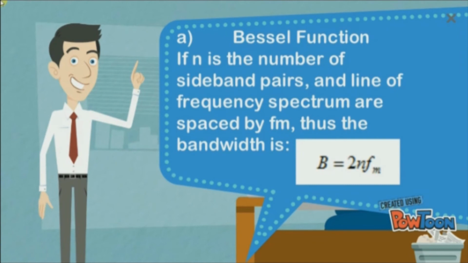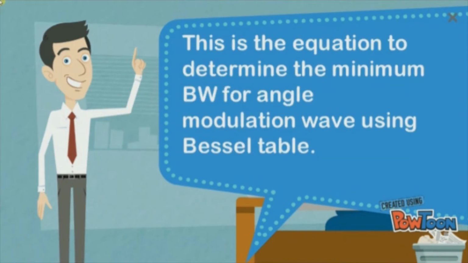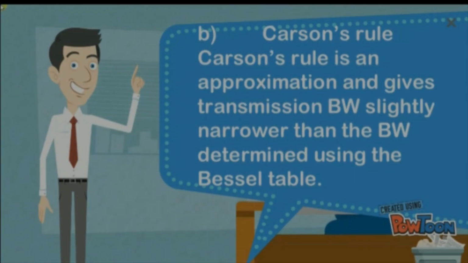For the Bessel function, if n is the number of sideband pairs, and the lines of the frequency spectrum are spaced by Fm, thus the bandwidth B is equal to 2 times n times Fm, where the number of significant sidebands n is more than or equal to 1 and Fm is the modulating signal frequency. This is the equation to determine the minimum bandwidth for an angle modulation wave using the Bessel table. Besides, the second method is the Carson's rule.